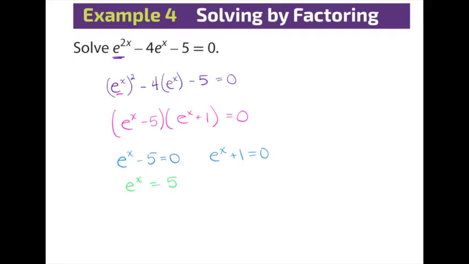How do I get rid of an e? You're always going to use natural log here, right? So ln of both sides, you're going to see that x equals the natural log of 5, which is approximately 1.6094.